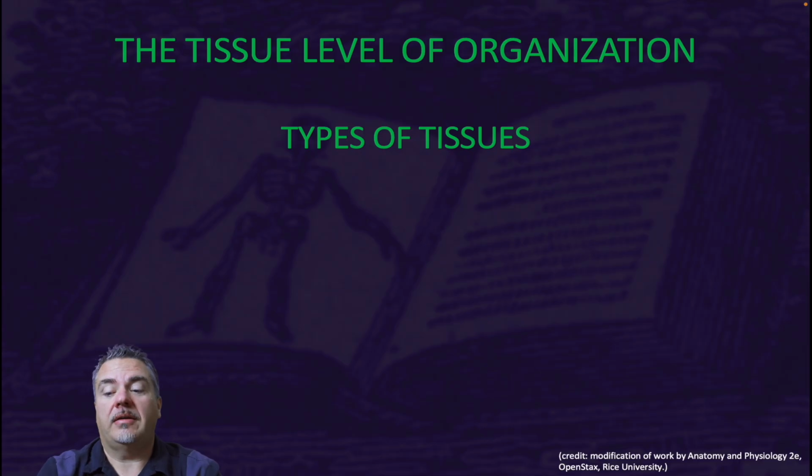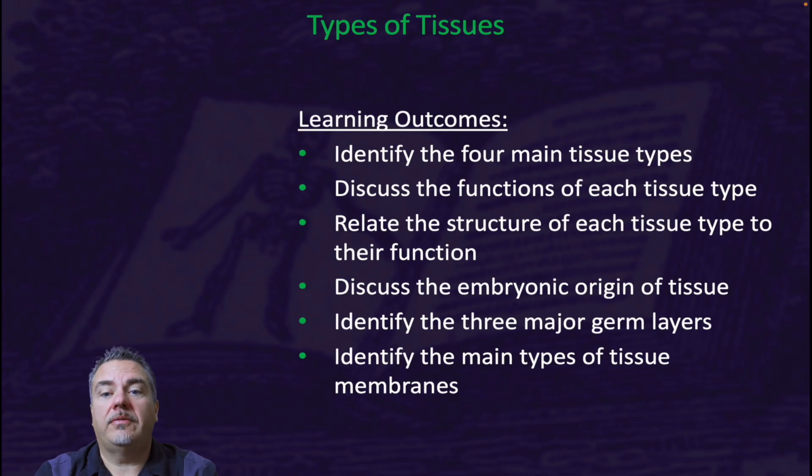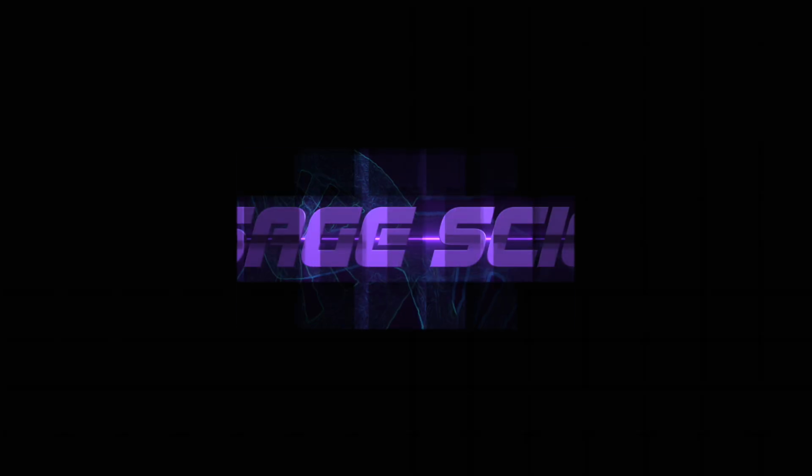In particular, today we're going to discuss the types of tissues. By the end of this video, you should be able to identify the 4 main types of tissues, discuss the function of each tissue type, relate the structure of each tissue type to their function, discuss the embryonic origin of tissue, identify the 3 main germ layers, and identify the main types of tissue membranes.